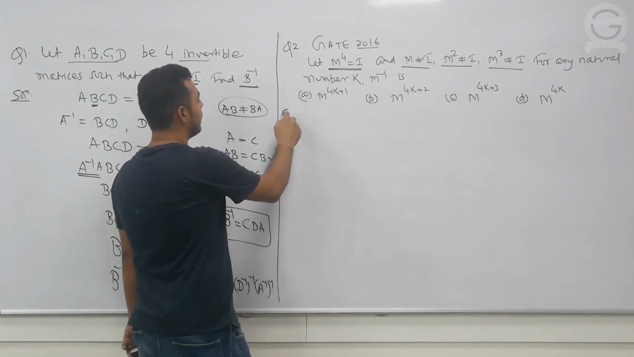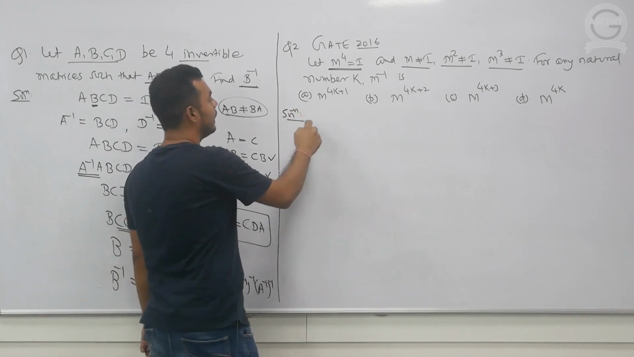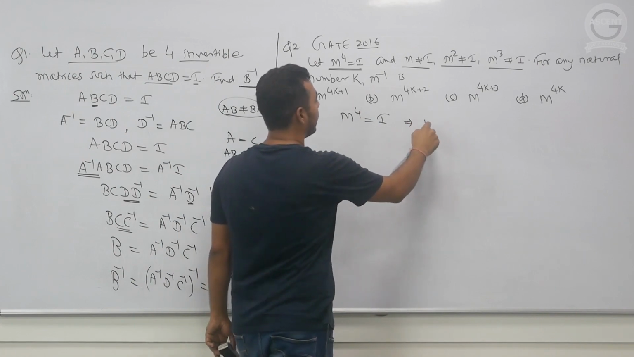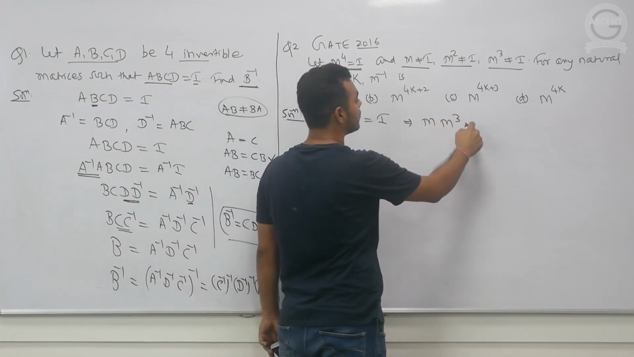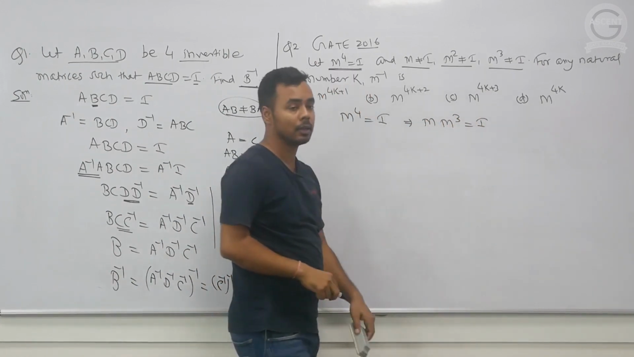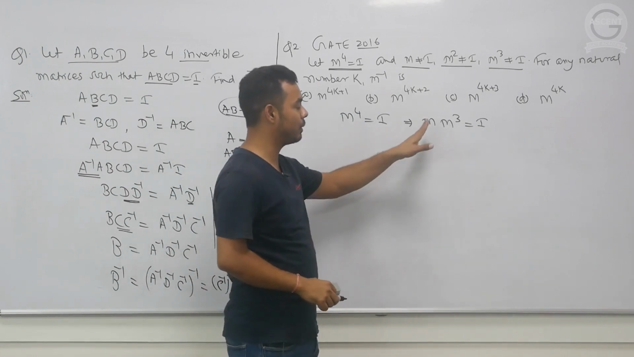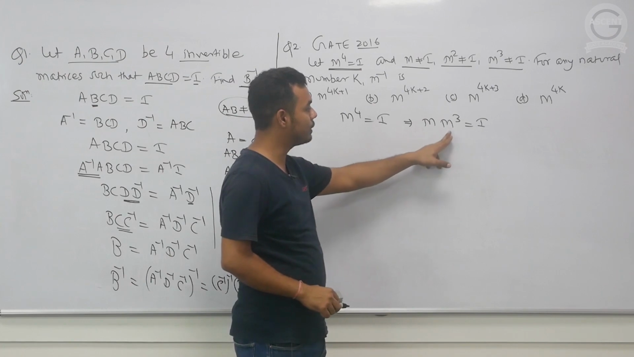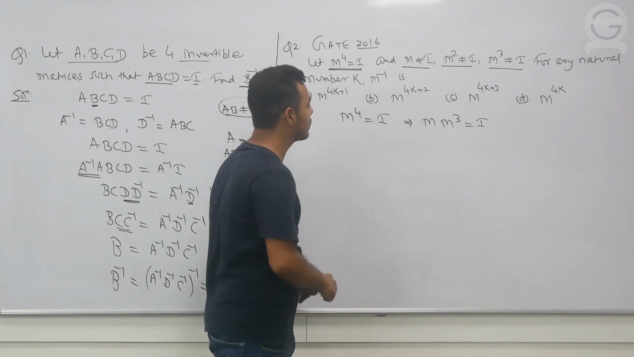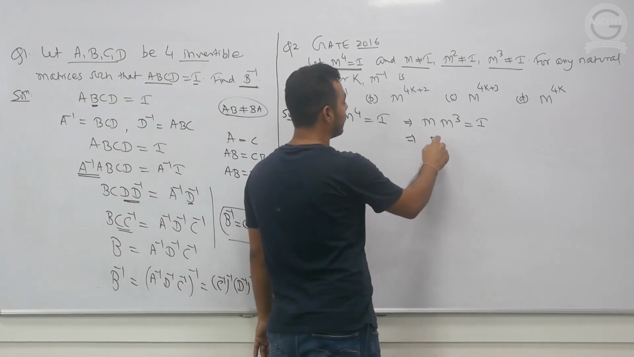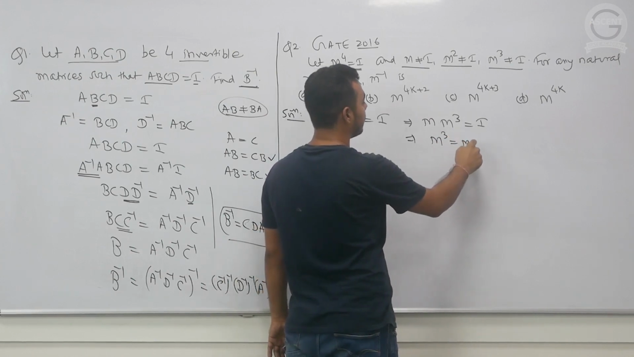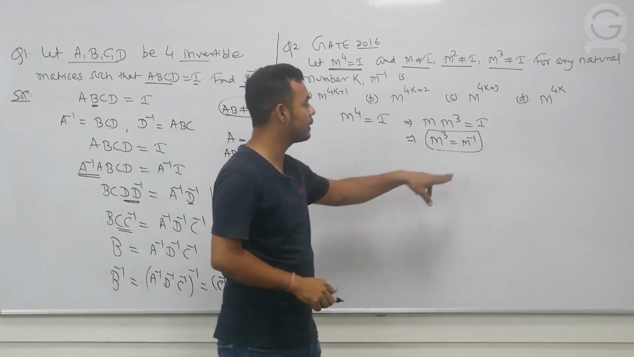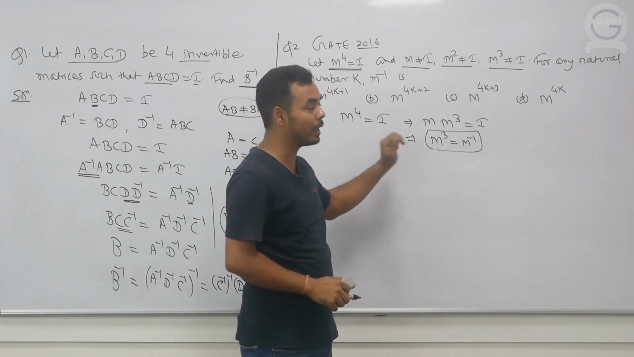So see, it is given that M to the power 4 is the identity matrix. So I can write this relation as M into M cube, this will be the identity matrix. Now see, we have two matrices, one is M, the other is M cube, and the product of these two matrices is the identity matrix. So this means the second matrix M cube is nothing but the inverse of the first matrix. So the inverse of this matrix M will be simply M cube.